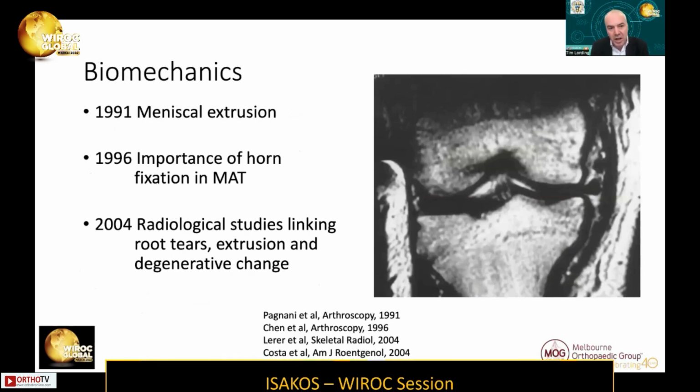But where our understanding has improved is our understanding of the biomechanical implications of these injuries. In the early 90s, we saw the first descriptions of meniscal extrusion and the subsequent understanding of the importance of fixing the horns in meniscal allograft transplantation. But it was only in the 2000s when our radiological colleagues made the link between root tears, extrusion, and degenerative change.